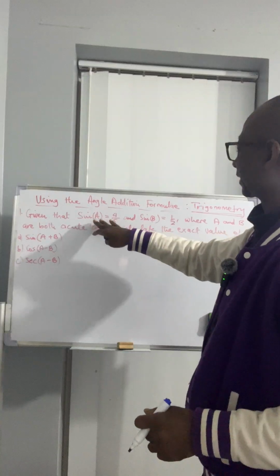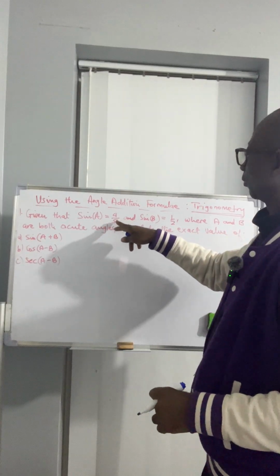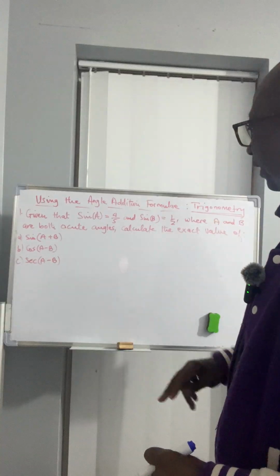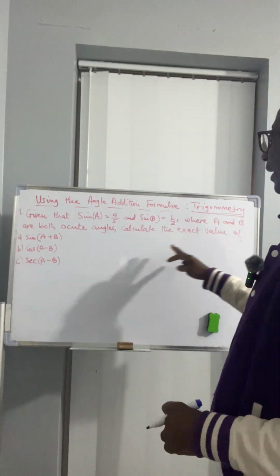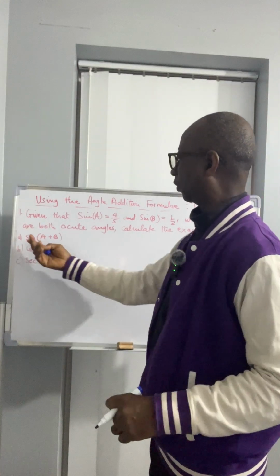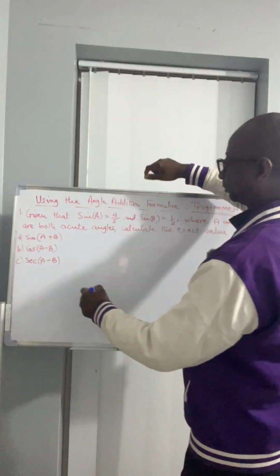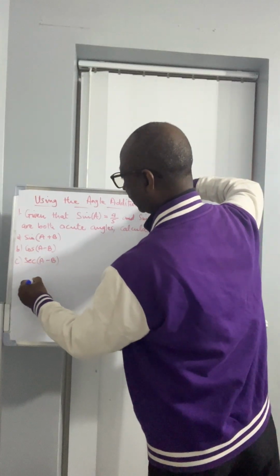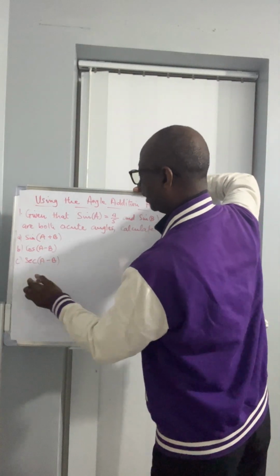So we are told that sine A is equal to 4 over 5, and sine B is equal to 1/2, where A and B are both acute angles. Calculate the exact value of sine A plus B. So let's start with sine A plus B.